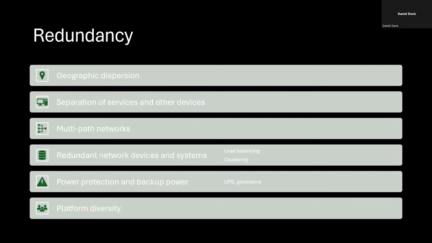One of the most common ways to build resilience into our systems is through redundancy. Common design elements for redundancy include the following: geographic dispersion.